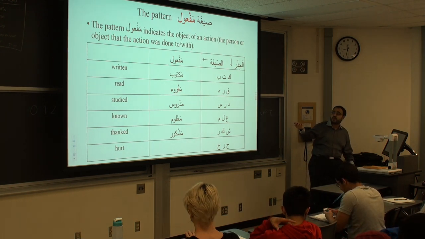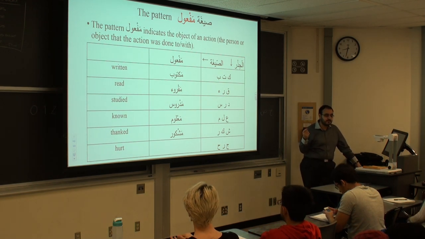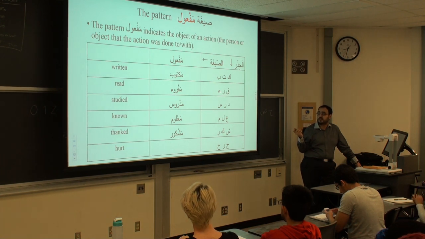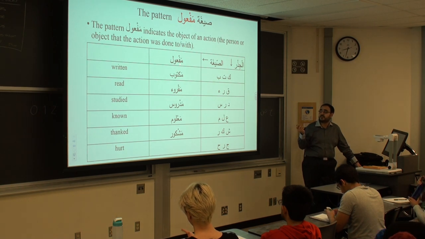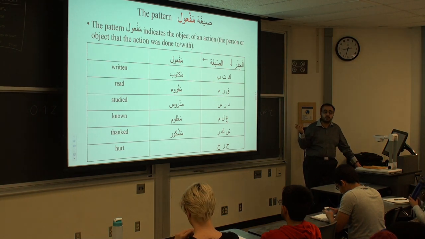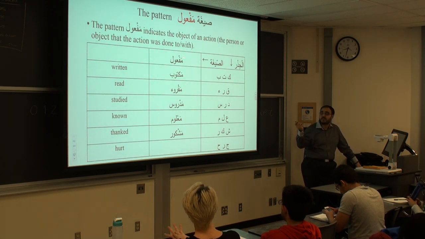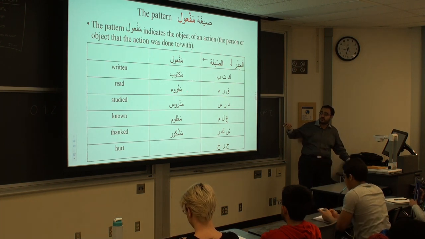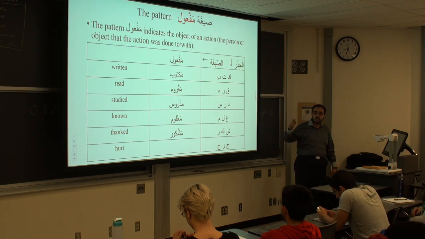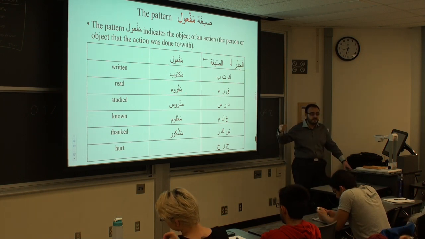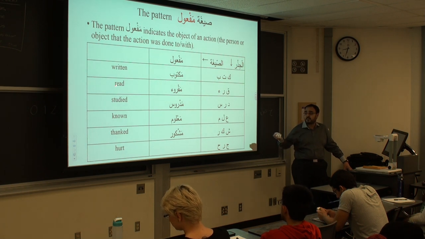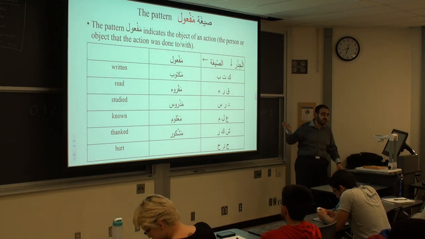Maqru. How do we form this word? First, we put the form of fa'ala. Exactly, so we replace the fa with the qaf, the ayn with the ra, and the lam with the hamza. And then you add the mim with the fatha, the sukun, and the waw. So it will be maqru, and maqru is the read, i.e. the thing that is being read. It's the object of the action of reading.